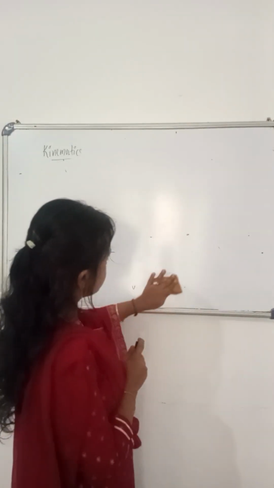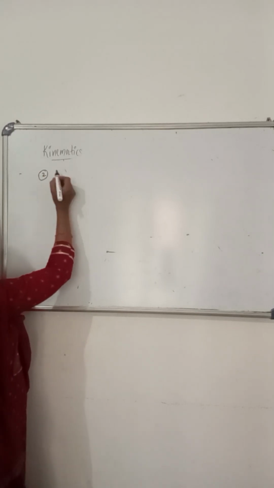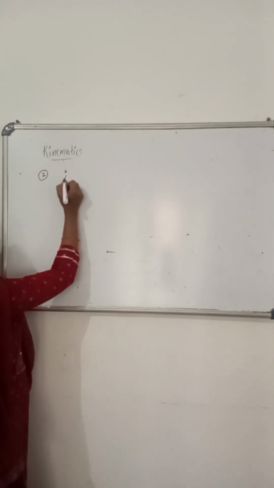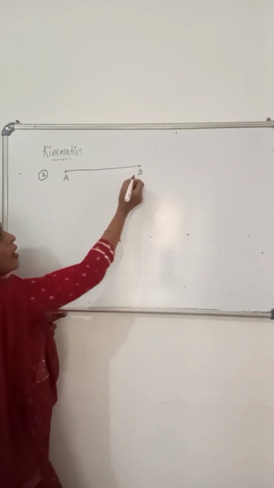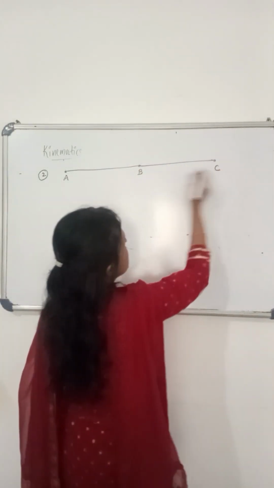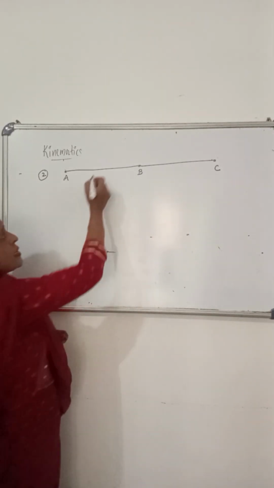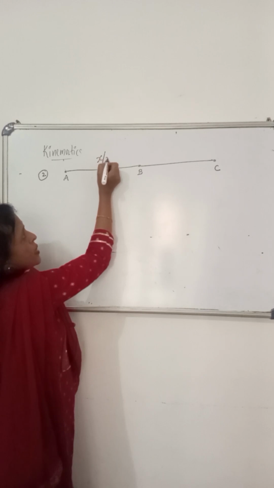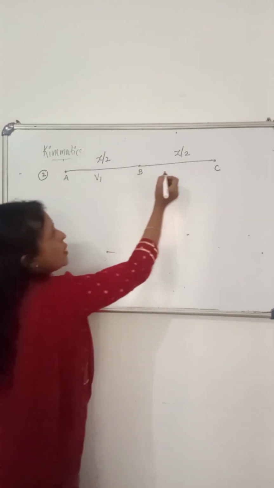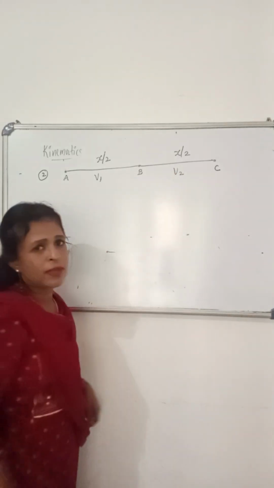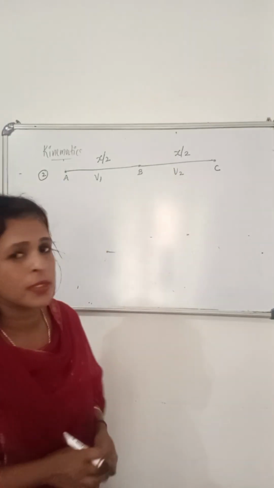Next problem. Second problem. One particle is moving from A to B. The total distance is A to C. This is the half distance, and this is the half distance. Half the distance is covered with a velocity v1. The other half distance is covered with another velocity v2. Then find the average speed and average velocity.